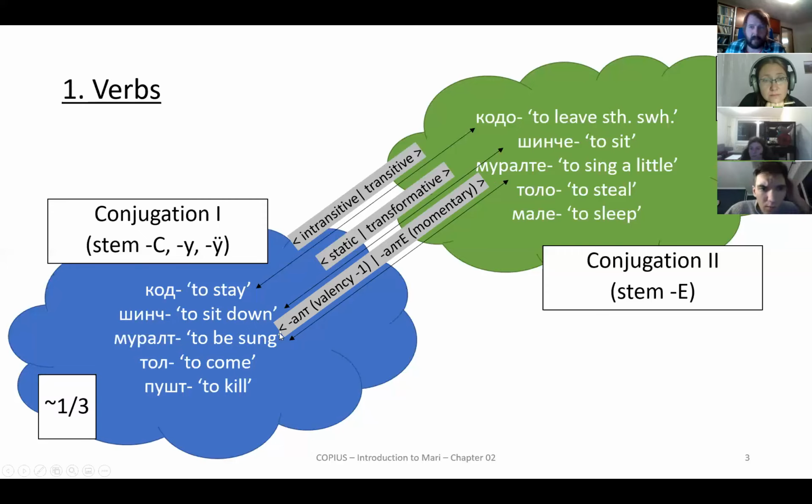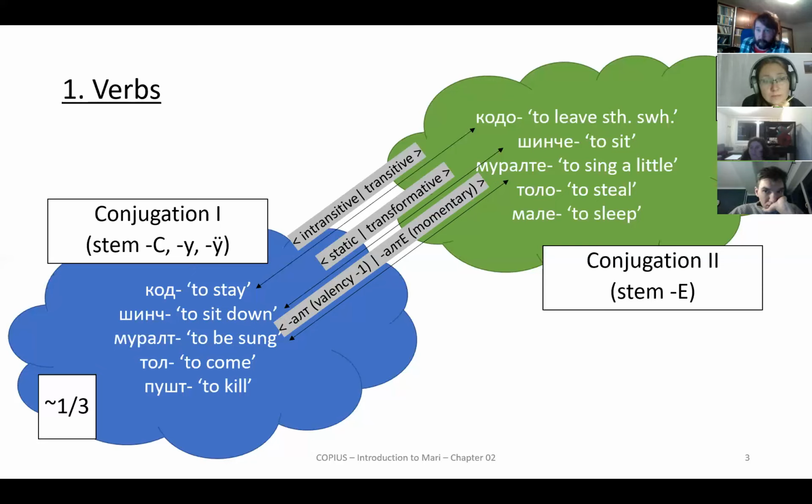And here the trend continues that the first conjugation is associated weakly with intransitive aspects. Like muralt, to be sung: we made an intransitive verb out of a transitive verb with this passive derivation. Whereas this alte, the momentary derivation, doing something a little bit, does not change the valency of a verb, and muralte, to sing a little bit, is still just as transitive as the counterpart. So again, as with the kod pair, the second conjugation is more transitive than the first conjugation.